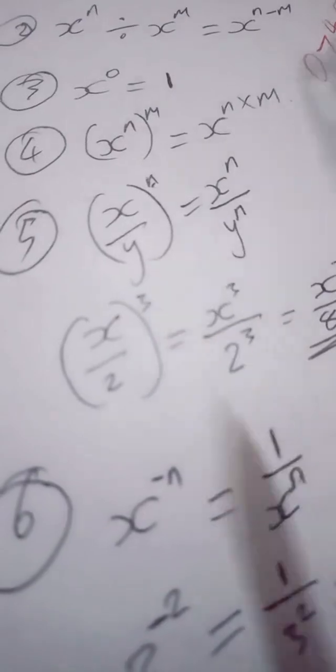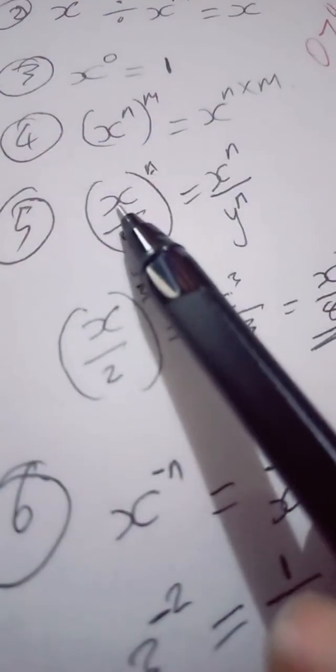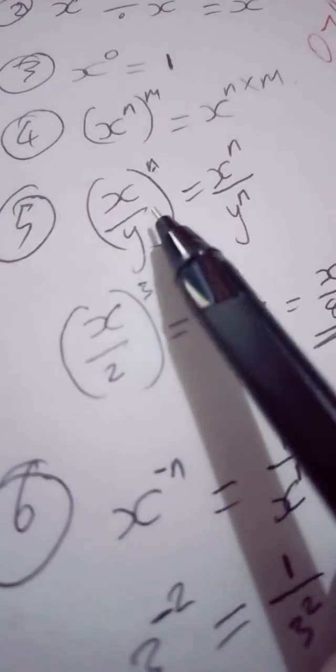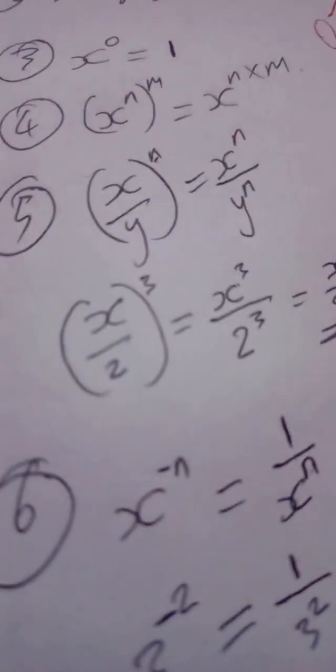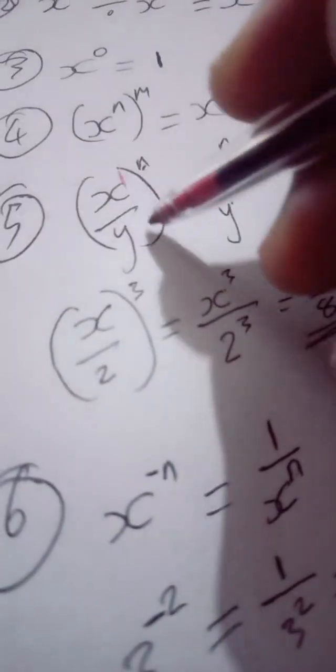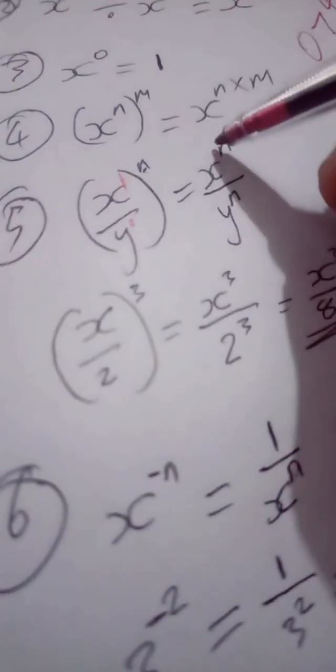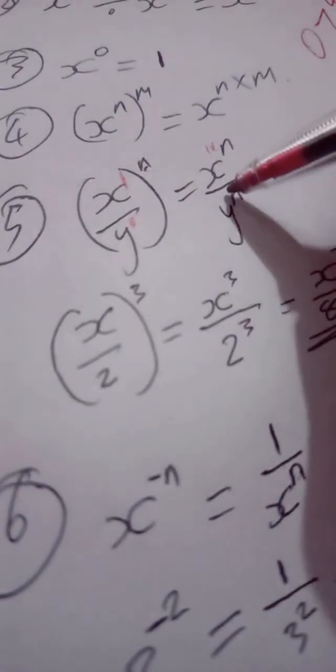Right. Now remember that we once talked of this. The exponent outside is affecting everything inside. So if this is to the power of 1 and this is to the power of 1, that means this is 1 times n. 1 times n.